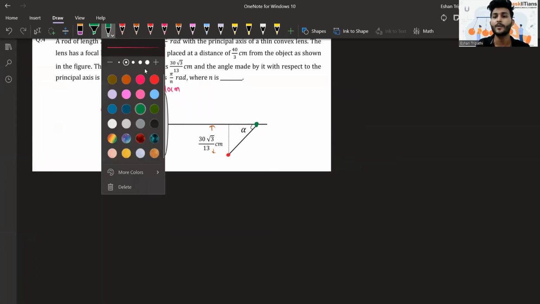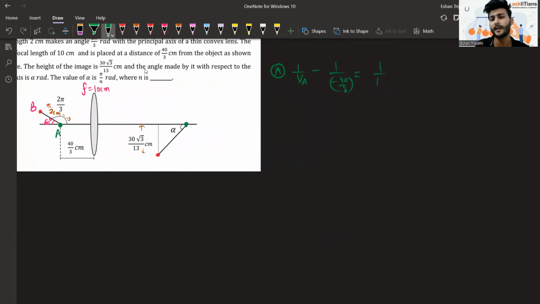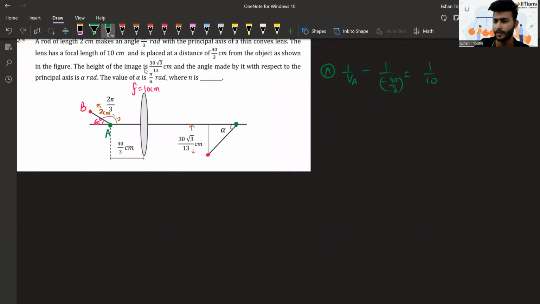So first I'll write the equation for point A. For point A, if I use the lens equation, I'll get 1 upon VA minus 1 upon object distance for A, which is minus 40 by 3. So minus 40 by 3 over here is equal to 1 upon focal length, which is 10, because the convex lens focuses on the right hand side, so it comes out to be this.